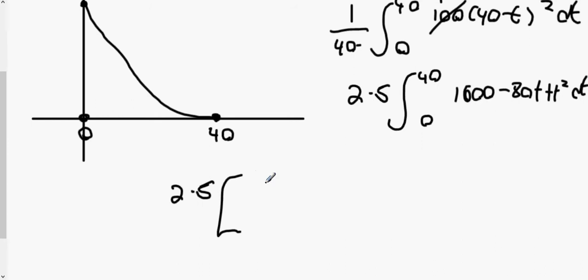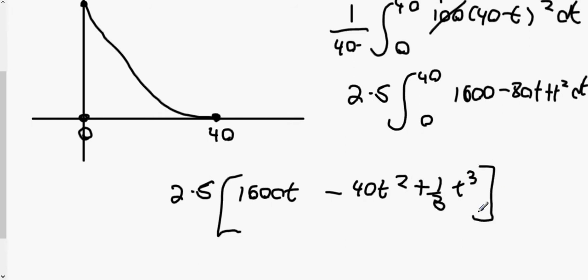Now I'm going to integrate this, and when I integrate this I'm going to get 2.5 times the integral of, it's going to be 1600t, then minus 80 times t squared over 2, since when you differentiate t squared you get 2t, so 2t times 40 is 80t, and then finally it's going to be a third t cubed. And the integral is going to be from 0 to 40.